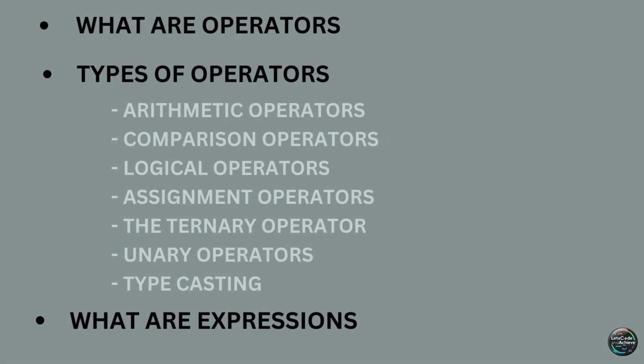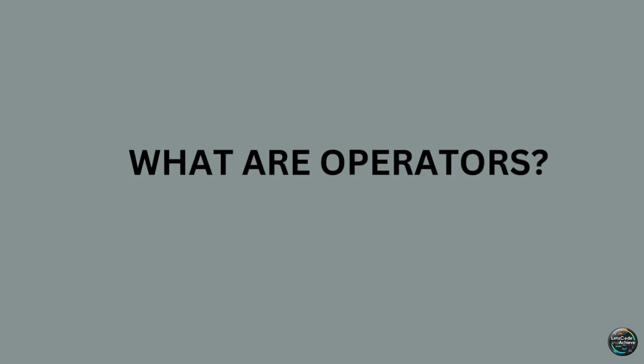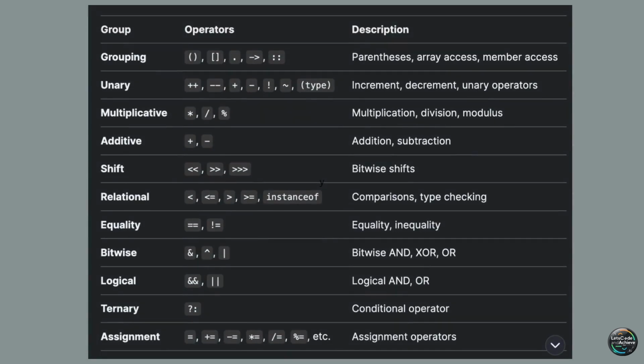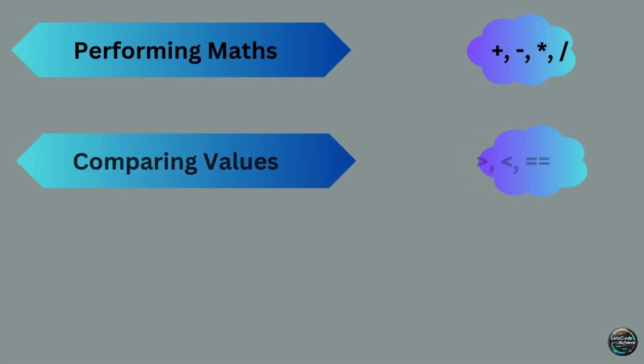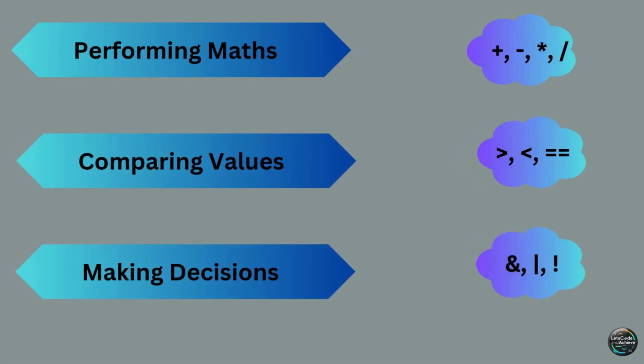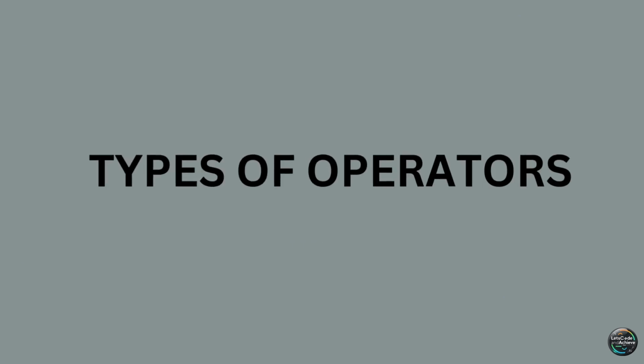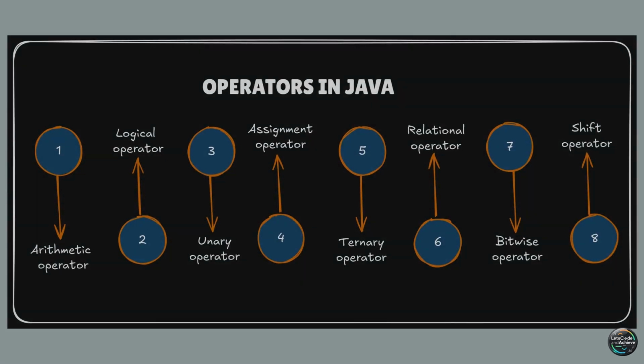Alright, let's start with understanding the operators. Operators in Java are symbols that perform specific operations on values. You can think of them as tools that do the heavy lifting in your code, whether that's performing math, comparing values, or making decisions. Now, Java supports several types of operators. Let's go through each type with a quick explanation and example.